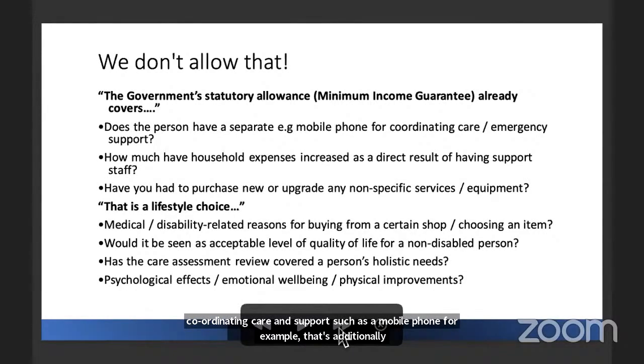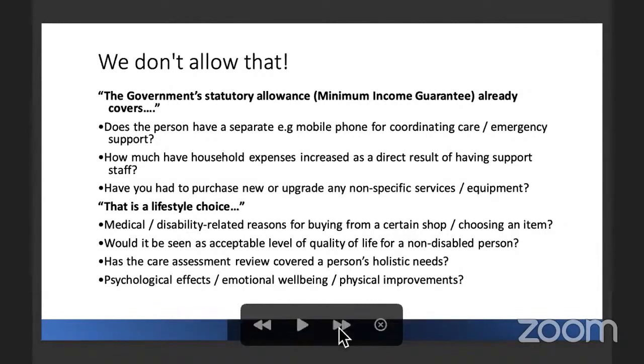Again, the household expenses of having a personal assistant, or if you've had to buy a new piece of equipment, or upgrade a piece of equipment so you can use it with a disability related program, for example, on a computer. And if they say it's a lifestyle choice, well, what are the medical or disability related reasons for buying it from a certain shop or choosing that item? If a non-disabled person was denied this expenditure, would that be reasonable?